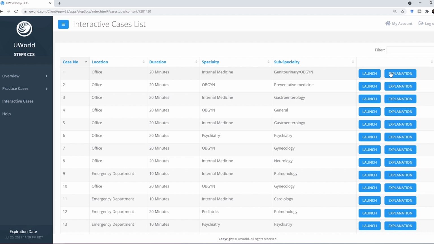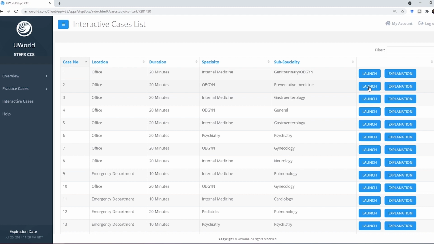If you're using the UWorld question bank for your Step 3 preparation, my recommendation is start with the MCQ questions. At least finish a portion of these, and whenever you're approaching the CCS cases, start with the Launch. So start by solving the case and then go and see if your management was correct by reading the explanation.